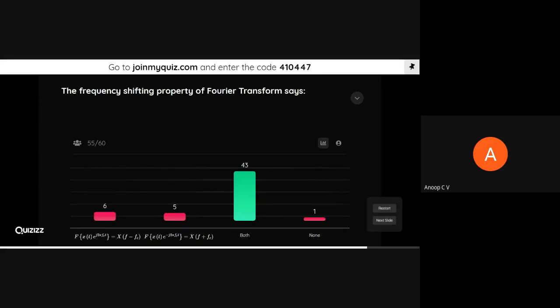This also you might have seen while I showed the spectrum of standard AM or any signal. We had m of f plus fc and m of f minus fc. All those things come from this property of Fourier transform. I'm very happy that 43 of you have given the correct answer. Others, those who have given 6 and 5, opted for one option. They might have seen one option and clicked thinking only that is right. But okay, fine. It's good to know that you are already aware of this.